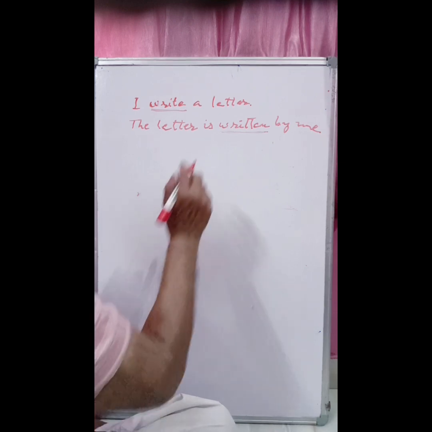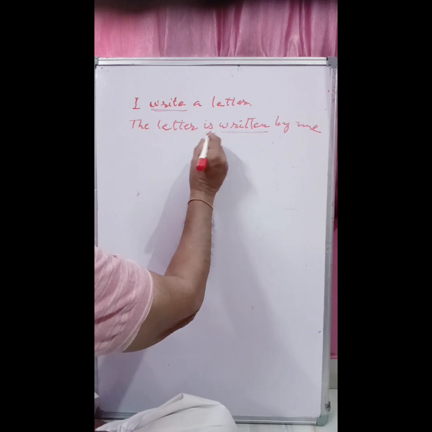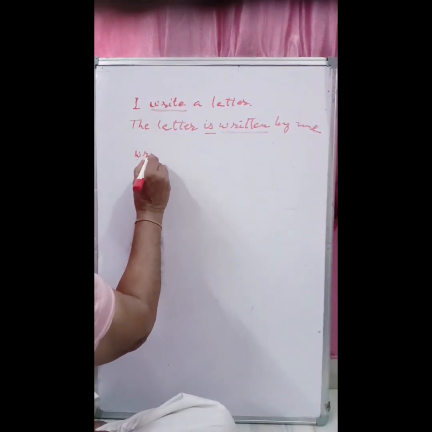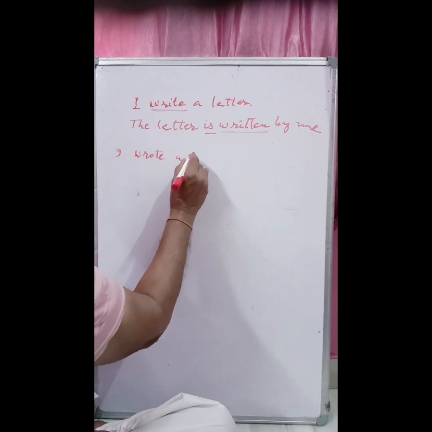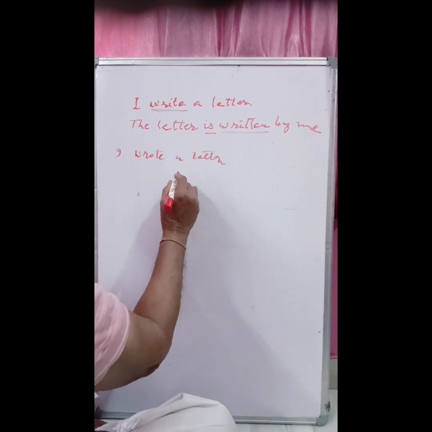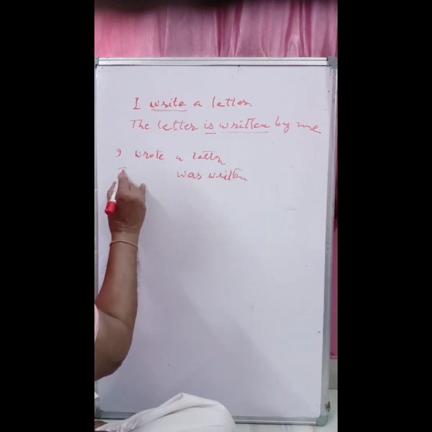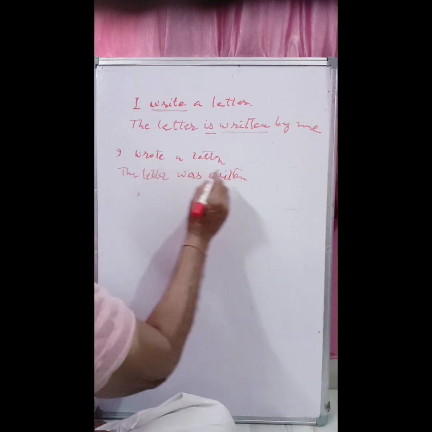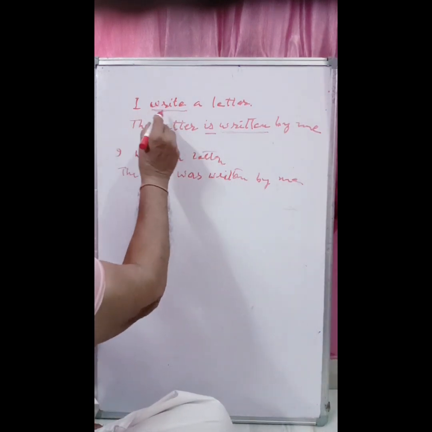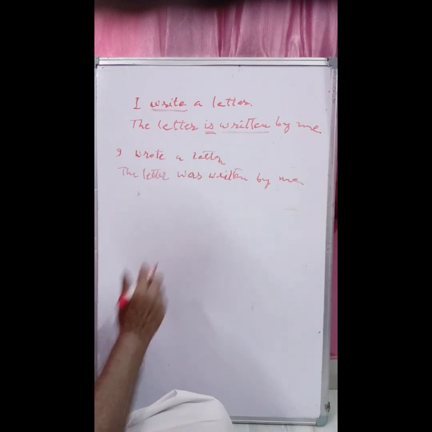Now, depending on the tense, for example, write is present tense. You have to use an auxiliary verb, to be, so is. So if it is wrote, I wrote a letter, then this will be to be, was, and again that will be written. So the letter was written by me. So depending on the tense of the original verb, you have to use the verb to be in the proper form.